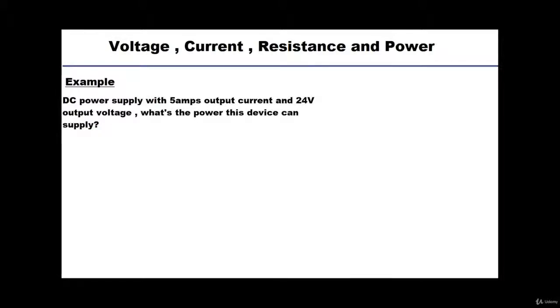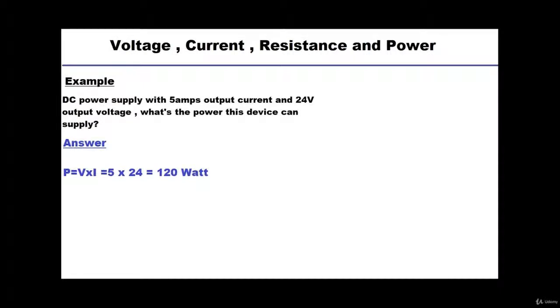So we will find the answer simply by multiplying 24, which is the voltage, times 5, which is the current, and we will get 120 watts, since watts is the unit of power.